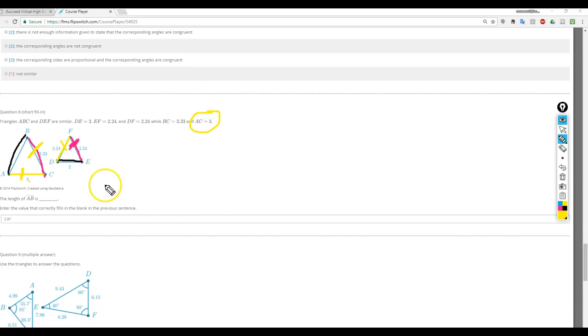And so just note that in this diagram AC is actually 3.33, and that's how I was able to set it up. So our answer is 2.97. And again, I will have someone look at it so that they can take care of it, and hopefully it's fixed before you see this question.